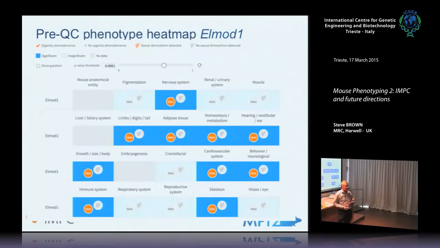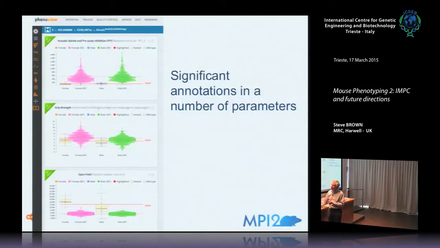Of course, you can go and look at what we call a phenotype heat map for each of these genes. You can look and see which is indicated in dark blue, where you get significant hits, in this case in the homozygote, for LMOD1 in the nervous system, adipose tissue, growth, skeleton, and so on. You can also see where there's sexual dimorphism as well, which is an important thing that we're looking at as part of IMPC. You can obviously drill down into any of those parameters. You can use this tool Finoview to look at the data for significant annotations in a number of parameters.